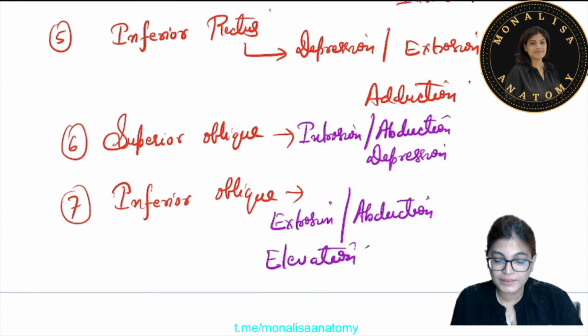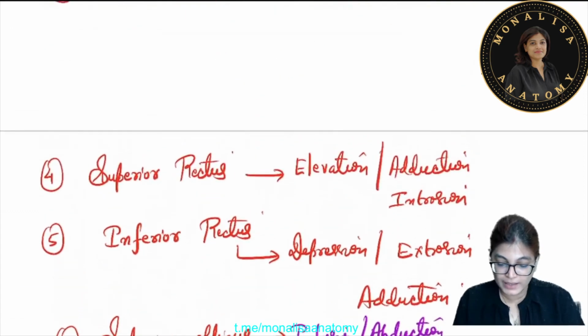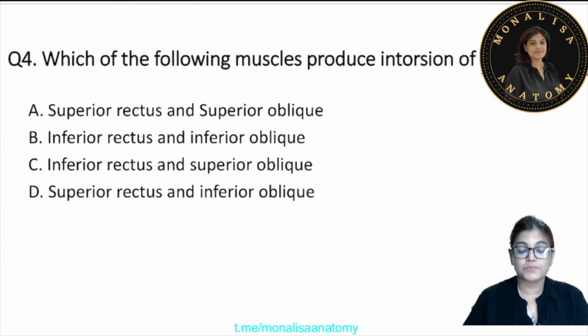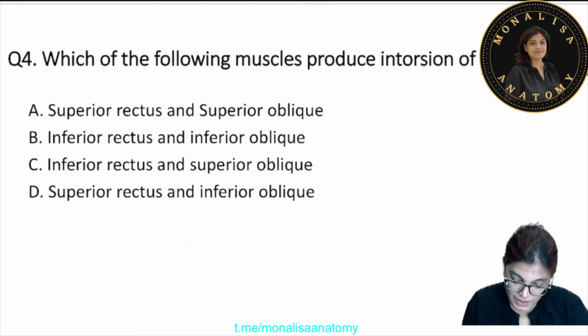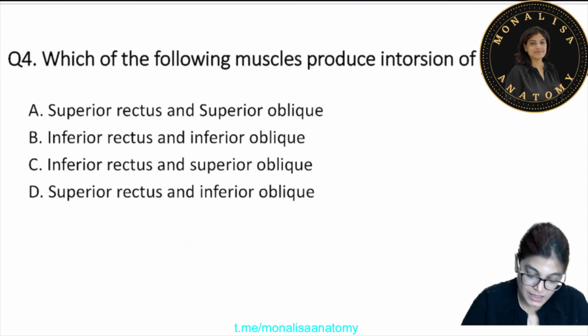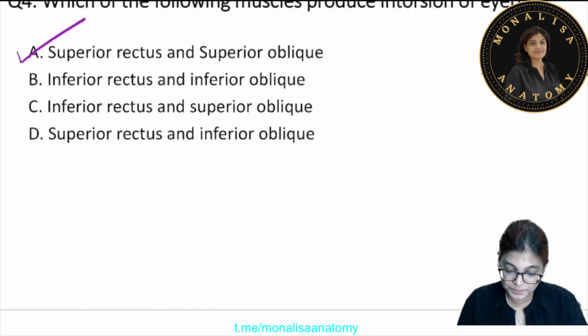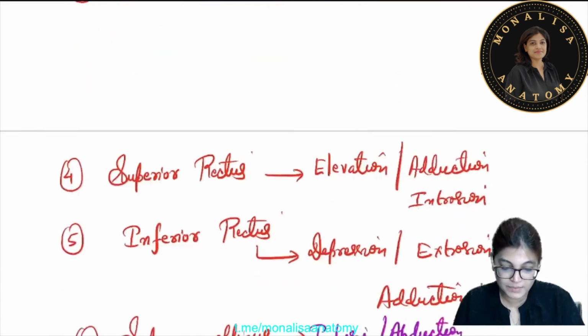Okay, so we are done with the action of all the individual extraocular muscles. Let's move to the MCQ. Which of the following is producing intorsion? We know that intorsion movement, which occurs around the AP axis, is done by muscles opposite to their name. So it will be performed by superior rectus and superior oblique. Let's see whether it is in the options. Yes, option A is correct. Superior rectus and superior oblique muscle will cause intorsion of the eyeball. Now moving to the next MCQ.